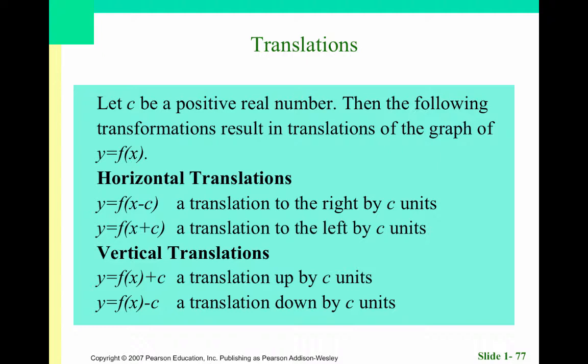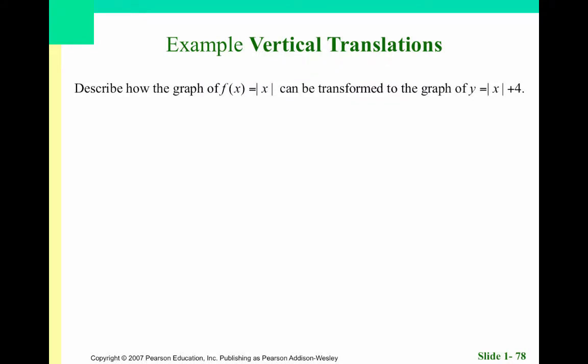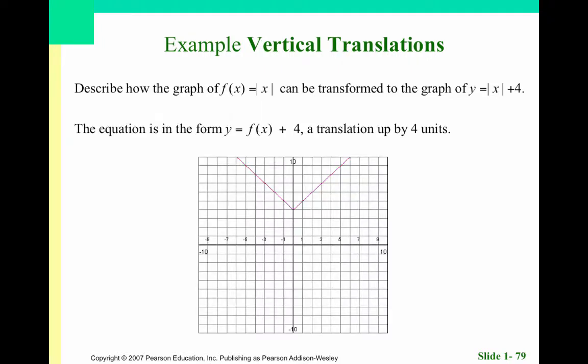This says the same thing. 5 units, or C units right, C units left, C units up, C units down. Vertical translations, again, absolute value, the graph is the V, and it's going to move the whole thing 4 units up. It's on the outside, to the entire function.